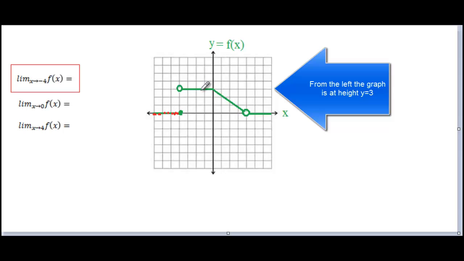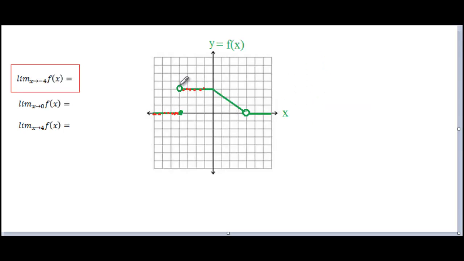Bug's walking along from the right. And now its height is y equals 3. It's 3 units up. The fact that this point with the open circle is omitted has no effect on the limit. The bug can get as close as it wants to -4, but can never actually land on it, according to the rules of the limit. And its height there is 3, y equals 3.